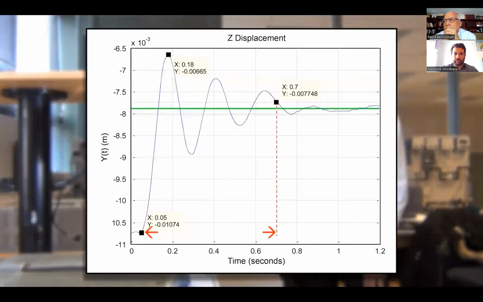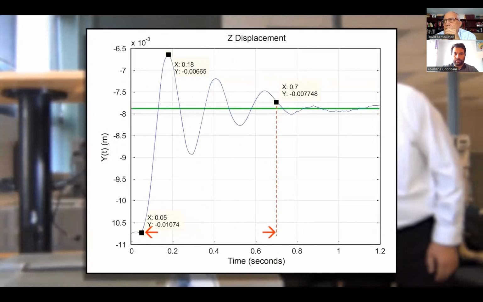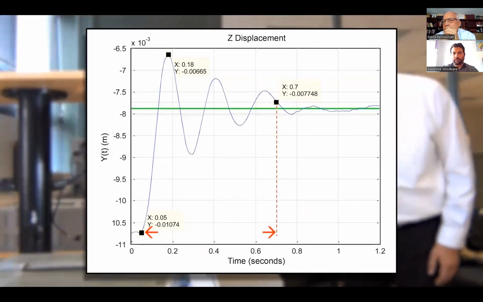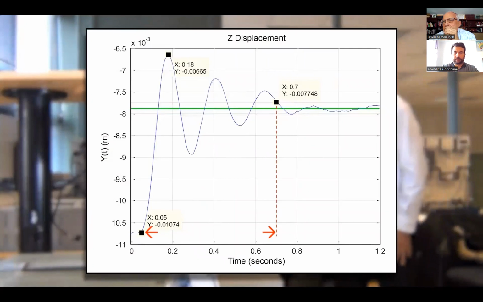If we do compare our compensator to a PID compensator, which has been optimized after many trials, we observe the following. Number one, the overshoot is quite important. Static error is small, but the settling time is quite big, 650 milliseconds. Therefore, our compensator performs much better.